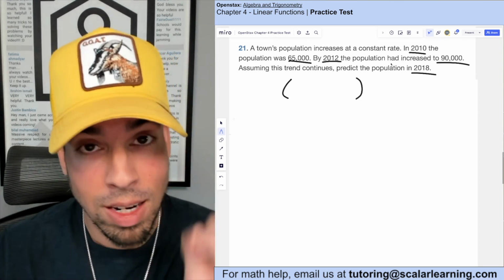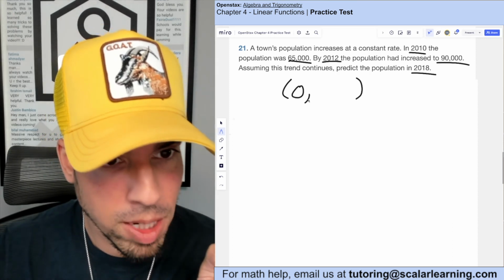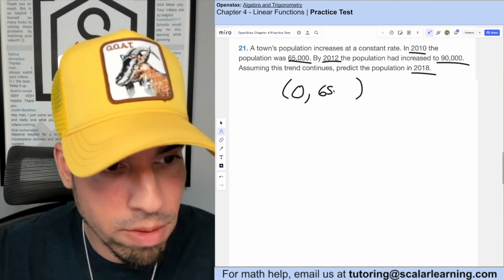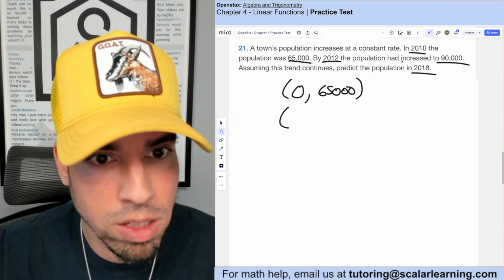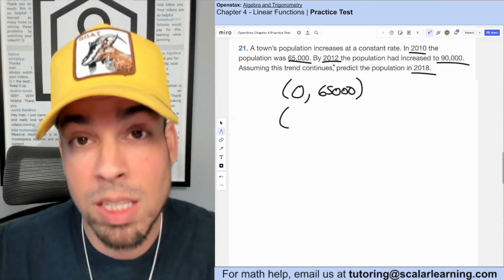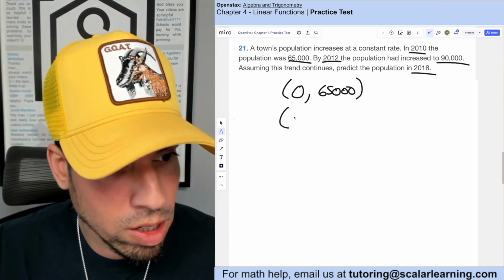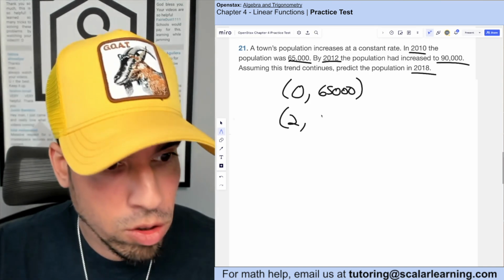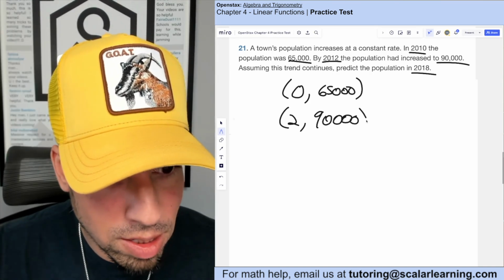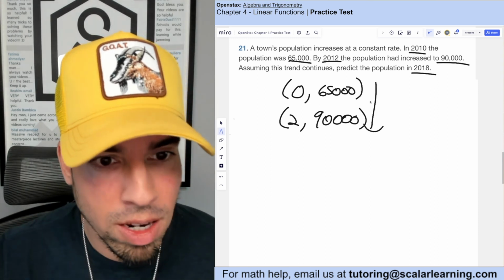So 2010, I'm going to count that as year 0, just to make things easier. And that has a y value, or population value, of 65,000. And then the x value will be the years since 2010. So 2012 would be 2. And there the corresponding y value is 90,000. And then we're going to use this to calculate our slope.